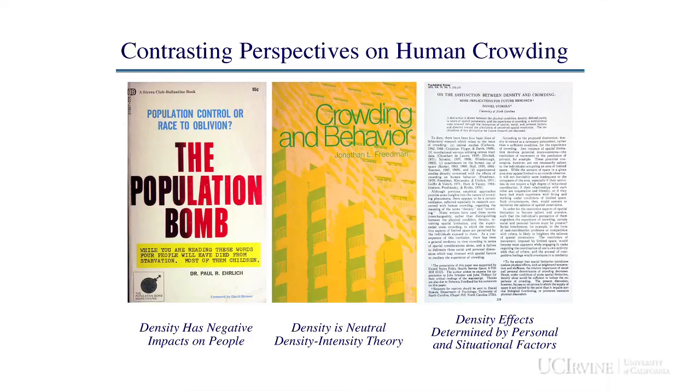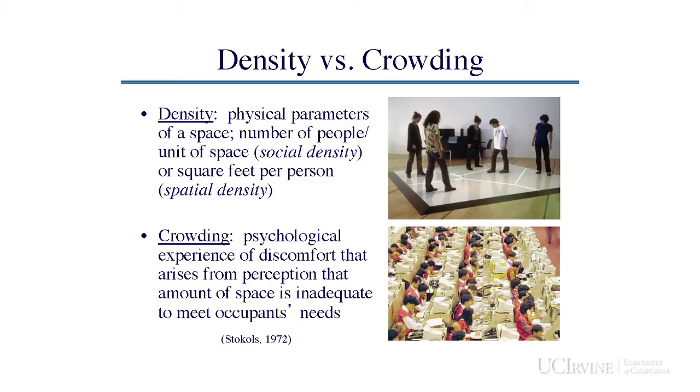This paper that I did as a graduate student distinguished between density, a physical condition of space or lack of space, and crowding, a motivational state where people feel stressed because they don't have enough space for whatever they want to get done. So density effects are determined by personal and situational factors and what people are trying to accomplish in a given situation. So these are some of the distinctions between density and crowding.